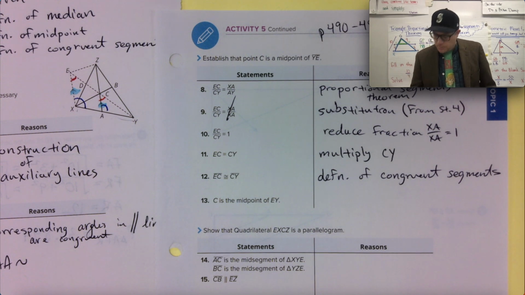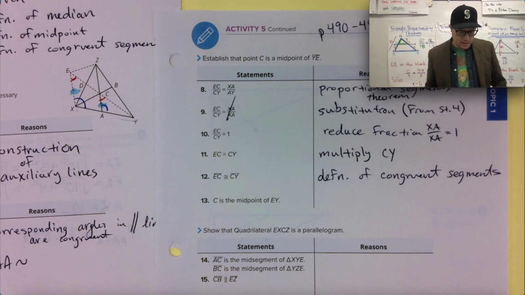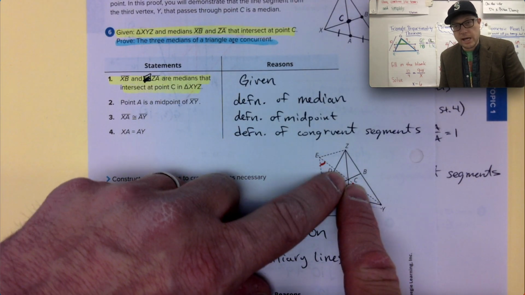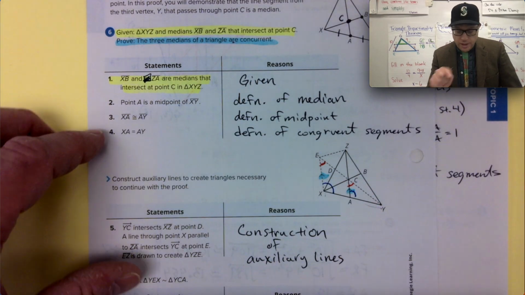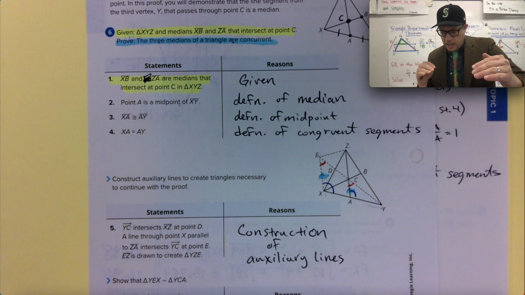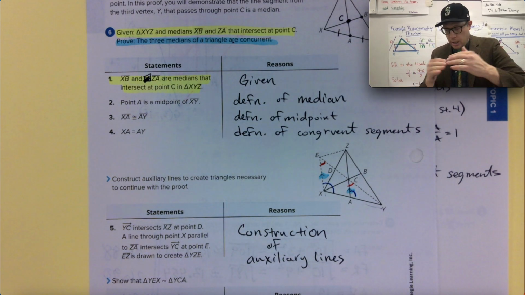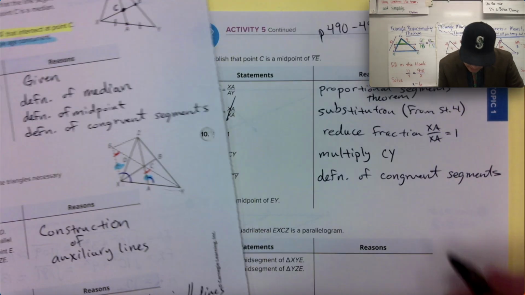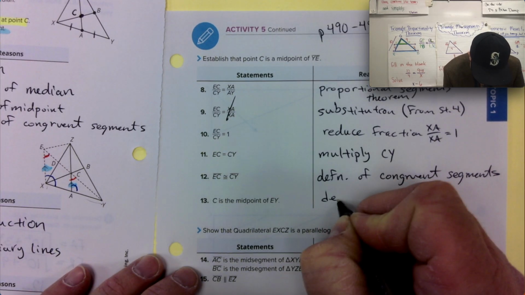Then last of all, C is the midpoint of EY. We're saying that these two line segments are equal, and if you know that those two line segments form a longer line segment, and they're equal to each other, then they have to meet in the middle. So this is definition of midpoint.